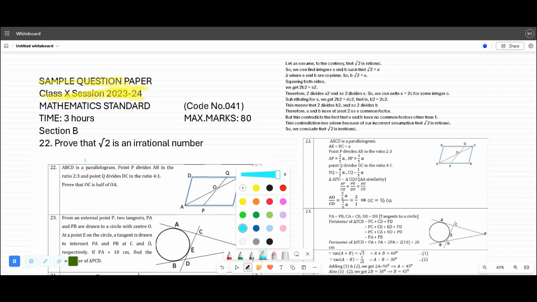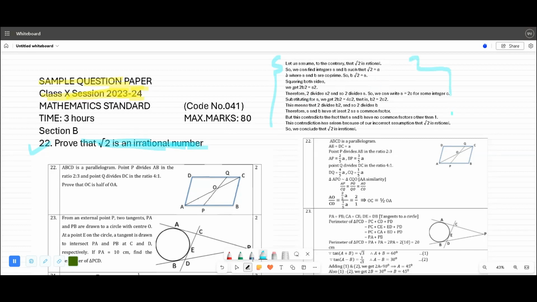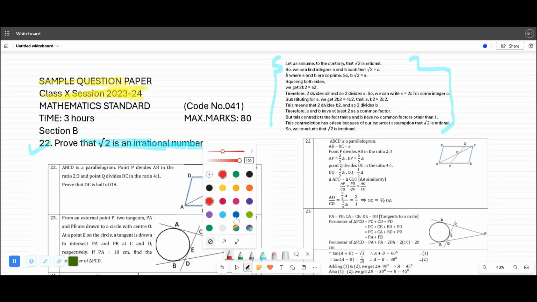We have this question here, which is a very standard, typical question: prove that root 2 is an irrational number. You will find this question in the textbook, you will find it everywhere. I have just pasted the standard response. What it says is, let's presume that root 2 is not a rational number, and that means it is an irrational number.